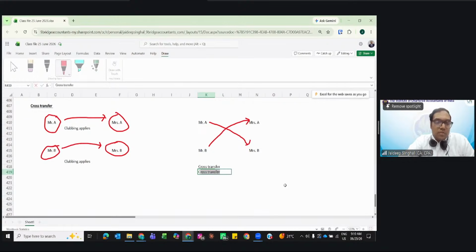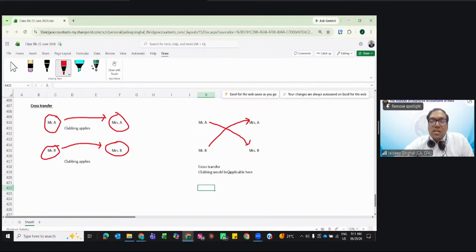Law says because this is a cross transfer, clubbing would be applicable here. Because people can try to do all these things, that's why the law says clubbing would be applicable here. There is no relation, but even if there is no relation, people are trying to do the planning. Is it always like this? We will see an example as well. Law is trying to avoid this so that people cannot plan and they pay the legitimate taxes.